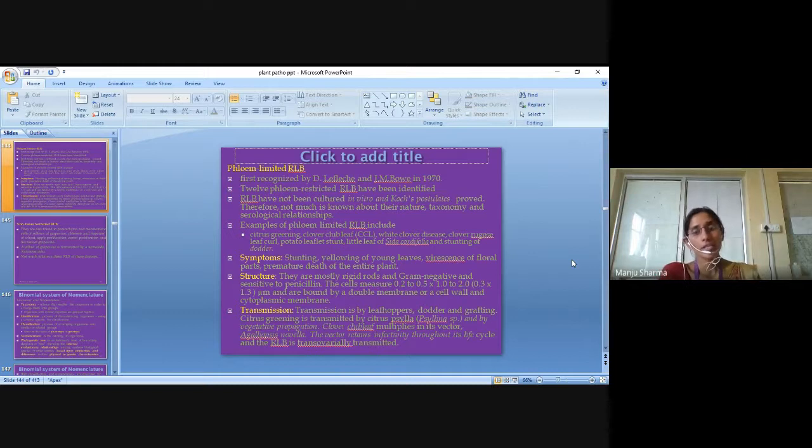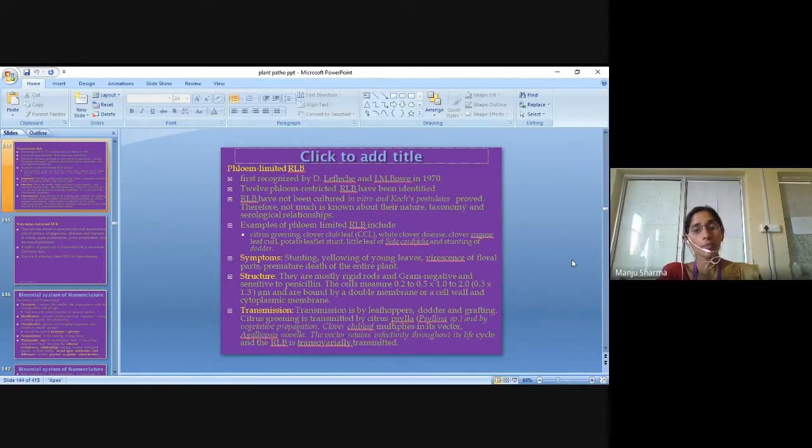Symptoms include stunting, yellowing of young leaves, virescence of floral parts, and premature death of the entire plant. Because the bacteria feed directly on the phloem, there is a lack of nutrients. So it directly causes the death of the plant, or premature death of the entire plant.